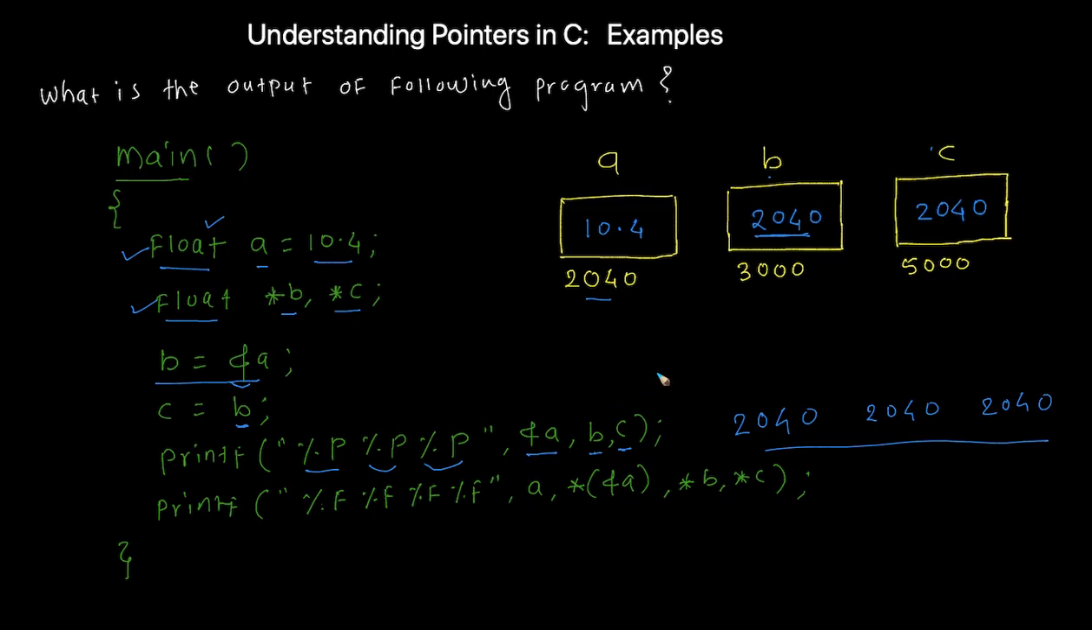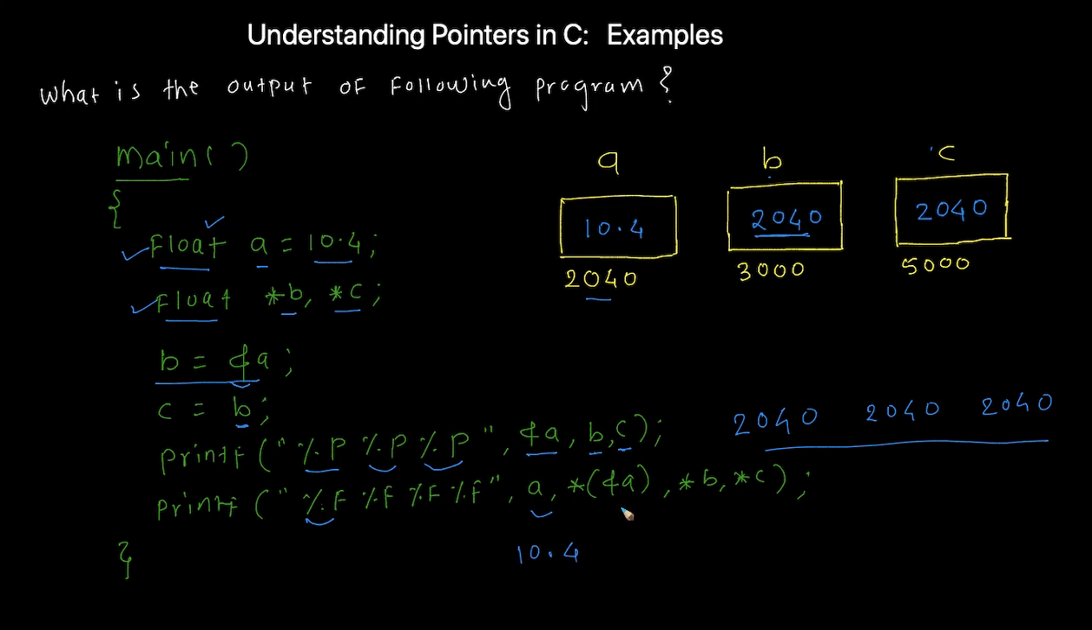Now let's print the value of a. How can I print the value of a? By simply saying a. If I say printf a, I'll get 10.4. As this is a float value, I'll use the format specifier %f. So this will print 10.4.